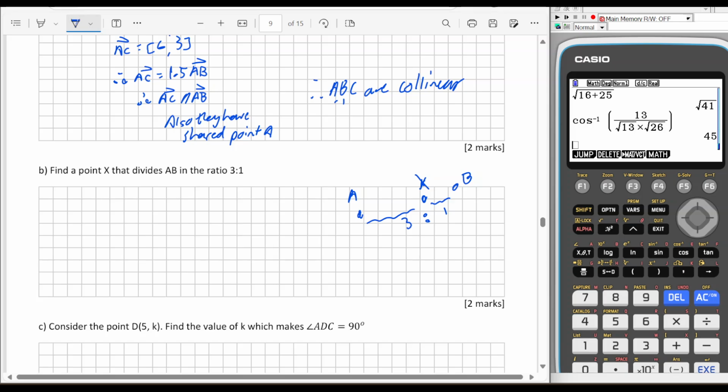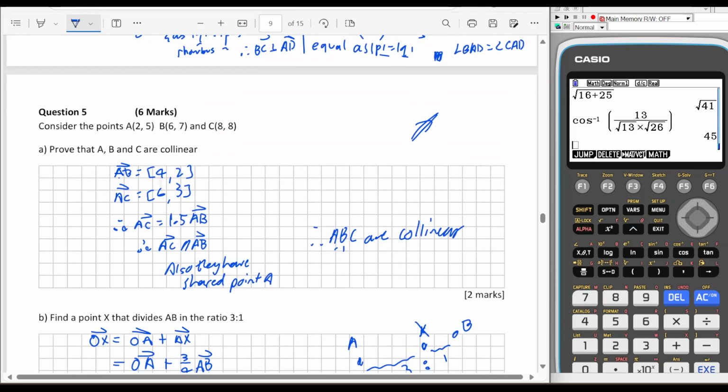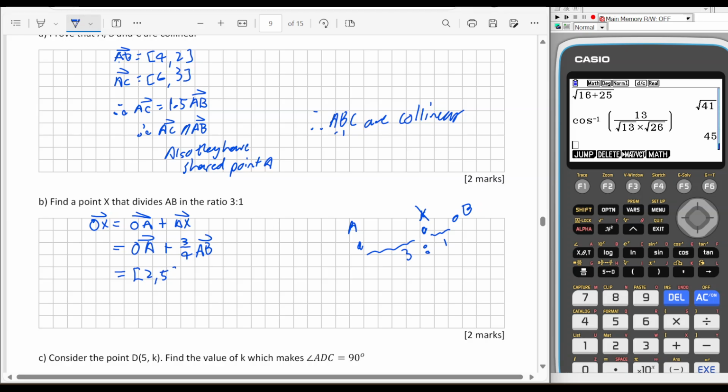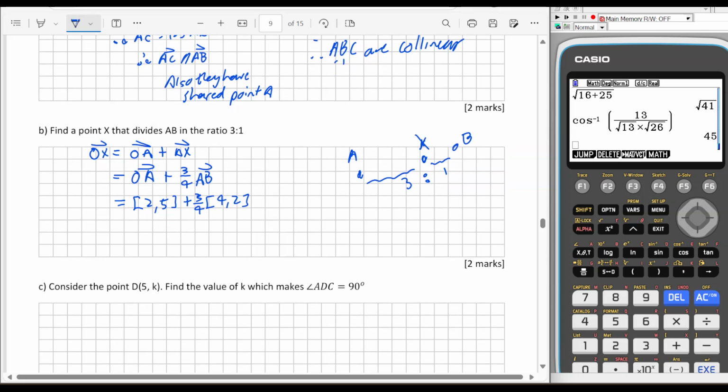So OX, that's the coordinates we're after. I want to start at A and then I want to go from A to X. But really importantly, A to X is 3/4 of the way from A to B. So that's the little trick there. OA is just (2, 5). And then I want 3/4 of AB, which was (4, 2). So 3/4 of 4 is 3, and 3/4 of 2 is 1.5. So this becomes (5, 6.5). So the point X is (5, 6.5). And if you graph those all out, you'll see it.